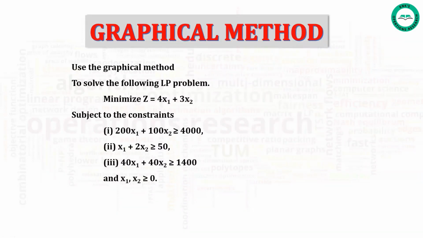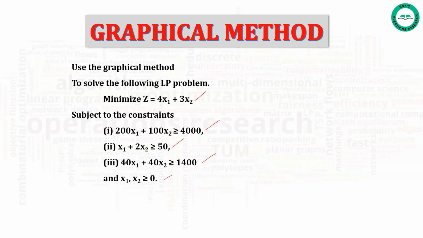Let us see the minimization problem. Use the graphical method to solve the following LP problem. Minimize Z equals 4x1 plus 3x2 subject to the constraints 200x1 plus 100x2 greater than or equal to 4000, x1 plus 2x2 greater than or equal to 50, 40x1 plus 40x2 greater than or equal to 1400 and x1, x2 greater than or equal to 0.